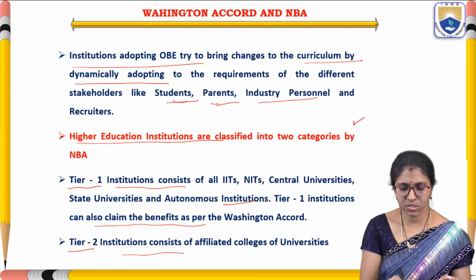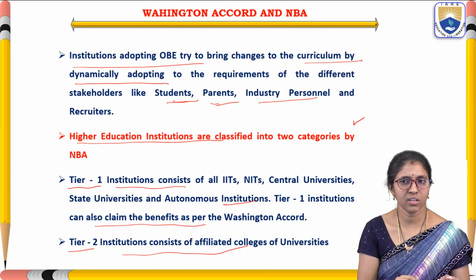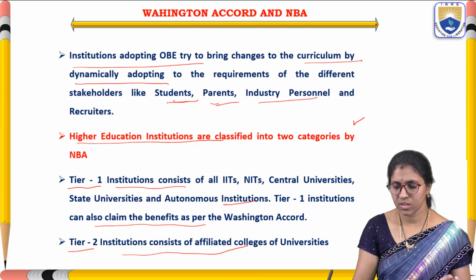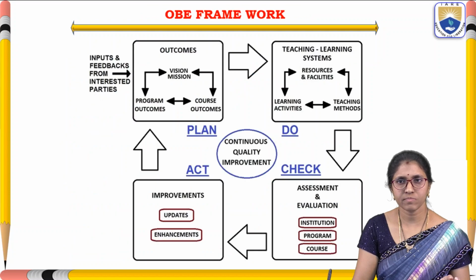Tier 2 institutions consist of affiliated colleges of universities, according to NBA.